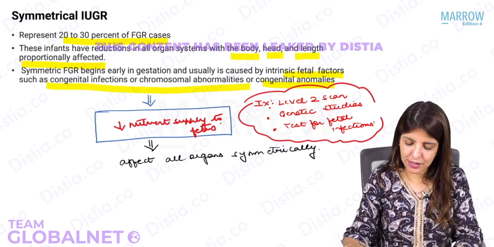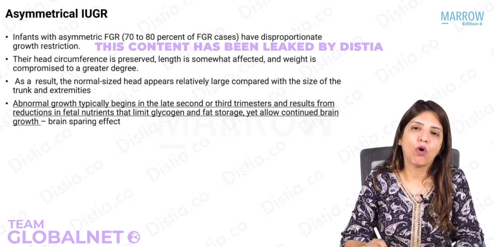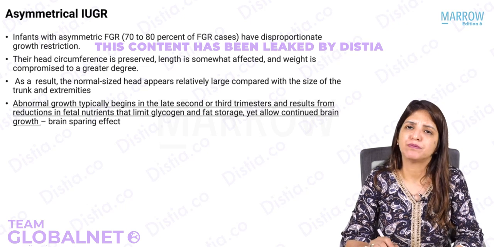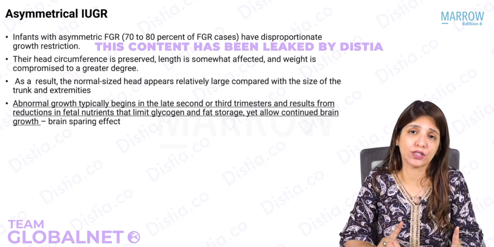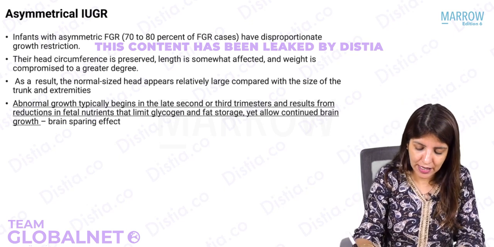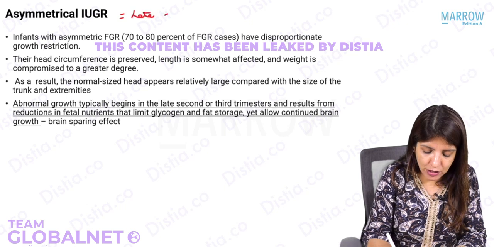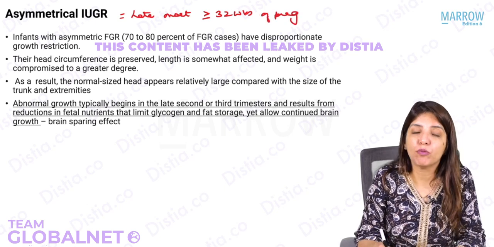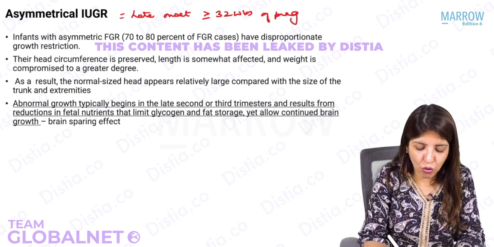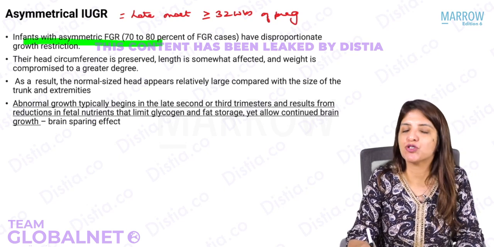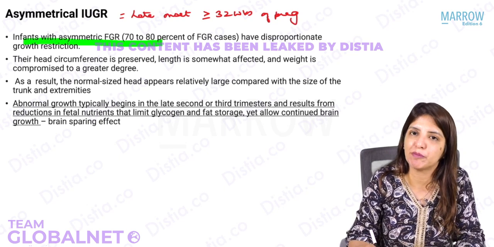In contrast to this, if I ask you what are the features of asymmetrical IUGR? In asymmetrical IUGR, the first thing is it is late in onset. It does not happen early in pregnancy. When I say it is late in onset, it happens at greater than or equal to 32 weeks of pregnancy. Right? That's point number 1. Point number 2 about asymmetrical IUGR is that this is the more common of the two. Between symmetrical and asymmetrical IUGR, it's asymmetrical IUGR which accounts for 70 to 80% of cases.